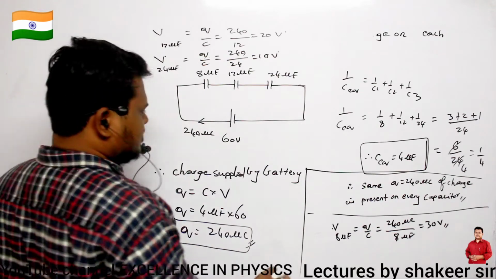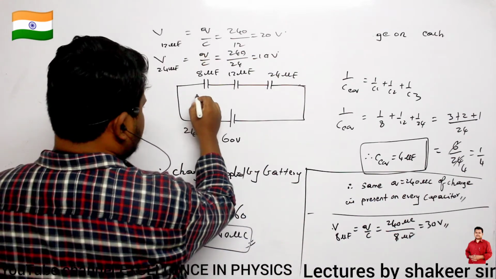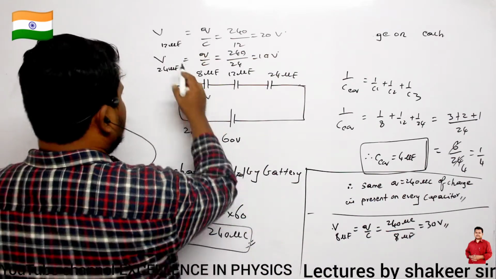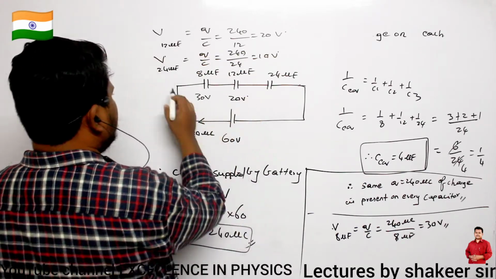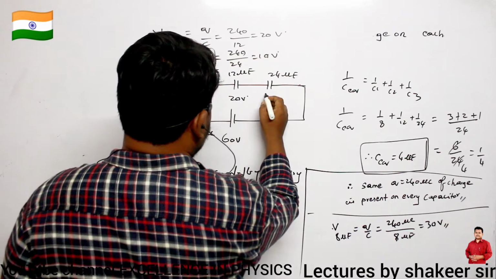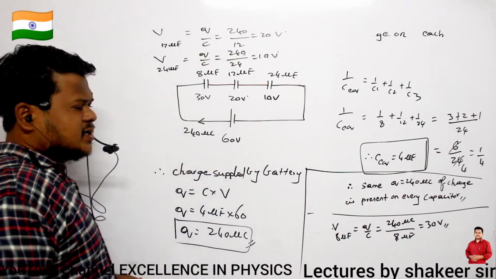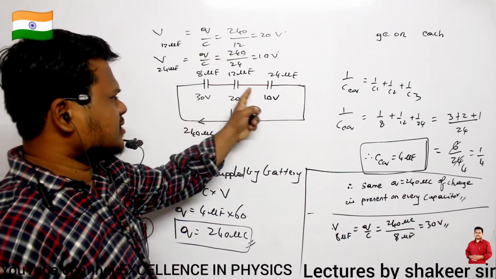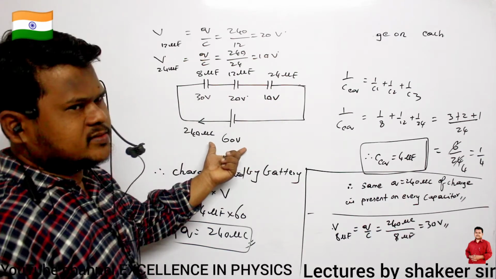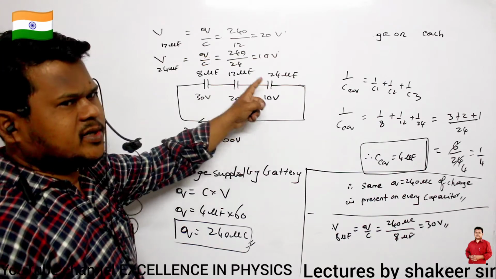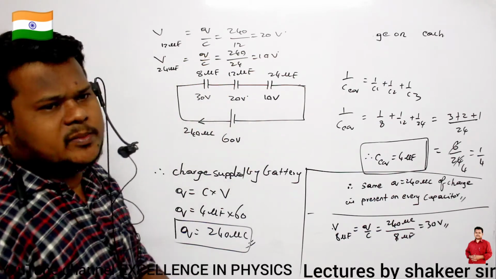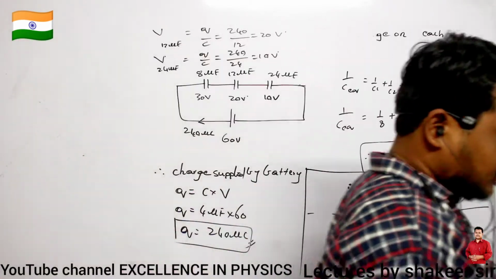That's all. So on the 8 microfarad capacitor, the potential drop is 30 volts. On the 12 microfarad capacitor, the potential drop is 20 volts. On the 24 microfarad capacitor, the potential drop is 10 volts. So total 30, 20, 10, again 60. So the total is equal to 60. It means this 60 volts of potential difference is being distributed among these three capacitors. That is our answer.